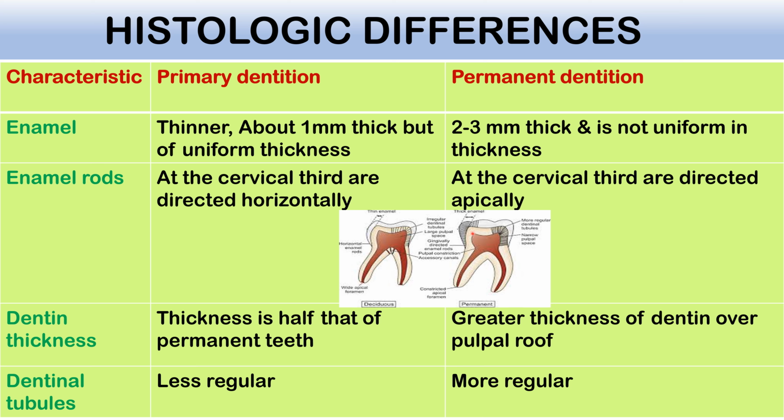Next, we have the enamel rods, which are directed horizontally at the cervical third in the primary dentition, but in permanent dentition the rods are directed gingivally or apically at the cervical third. The next difference in terms of dentine thickness. The dentine thickness is half in the primary dentition in comparison to the permanent dentition. Next comes the dentinal tubules, which are less regular in the primary dentition as compared to the permanent dentition.